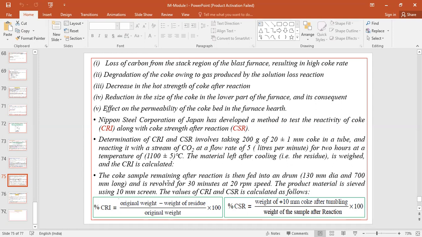Similarly, for finding out CSR, that is coke strength after reaction, the leftover coke after cooling, you can collect it and feed it into a drum, just like a ball drum of 130 mm diameter and 700 mm long, and it is revolved for 30 minutes at 20 rpm speed.